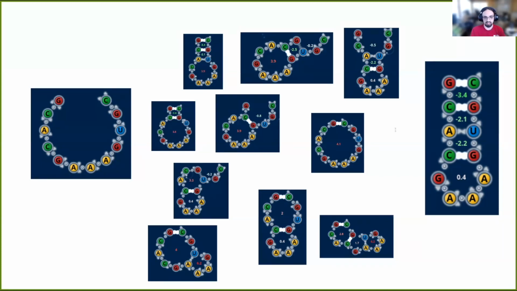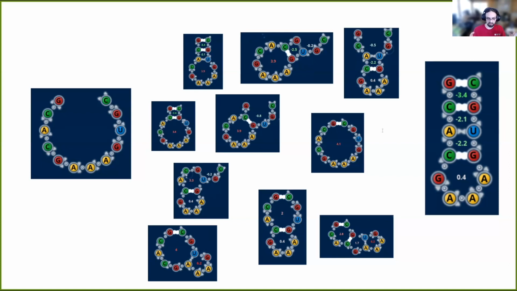But it winds up trying to figure out what is the structure with the lowest total free energy, which we call the minimum free energy structure. And that's what you wind up seeing in natural mode. All of these different possible structures together we call the ensemble. And when an RNA is actually synthesized, there will be multiple copies of that same sequence.